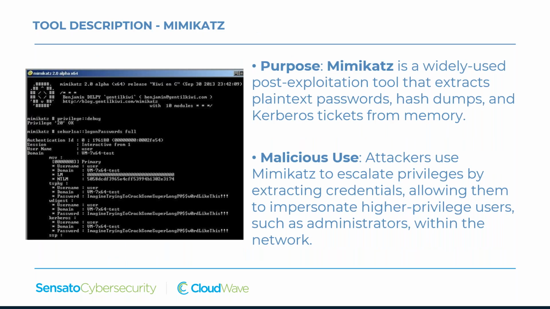The next tool they use is Mimikatz. Mimikatz is a well-known, exploited tool that allows you to extract passwords out of memory, hash dumps, or even Kerberos tickets. And you can see in the left-hand image here, this is it in use, and it's got some passwords displayed there. So hackers are using this to escalate privileges once they get in the environment by extracting credentials and impersonating higher privileged users, such as an administrator or someone within the network.